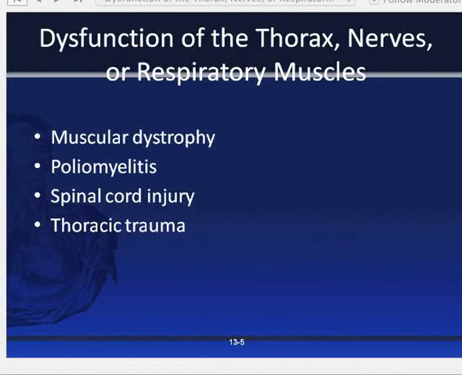Dysfunction of the thorax, nerves, or respiratory muscles. We can have muscular dystrophy, poliomyelitis, a spinal cord injury, or thoracic trauma. All these can inhibit our respiratory muscles from functioning properly. What are our respiratory muscles again? Well, we've got the diaphragm. We've got our intercostal muscles. We've got our sternocleidomastoid muscles. We've got our abdominal muscles. All of those play a role.